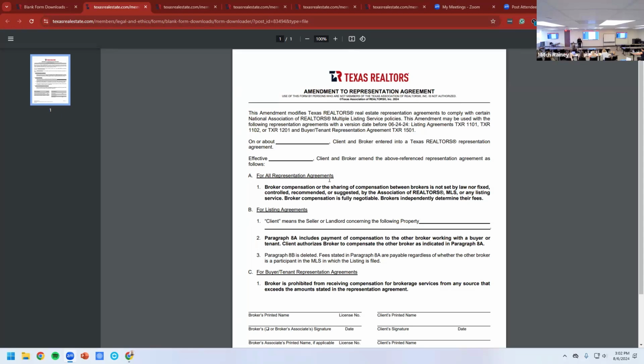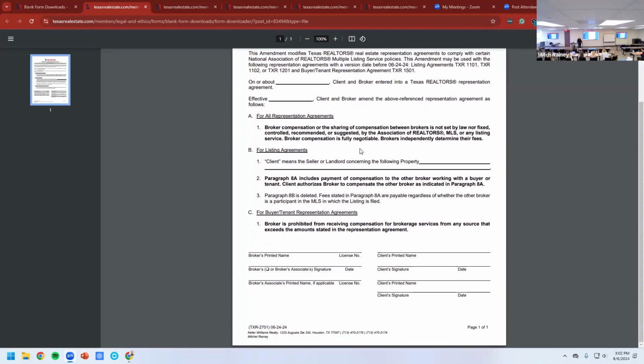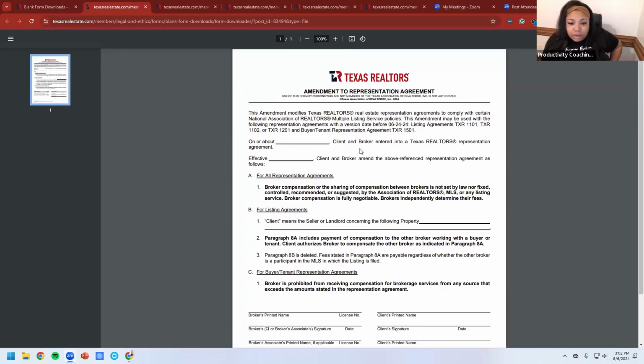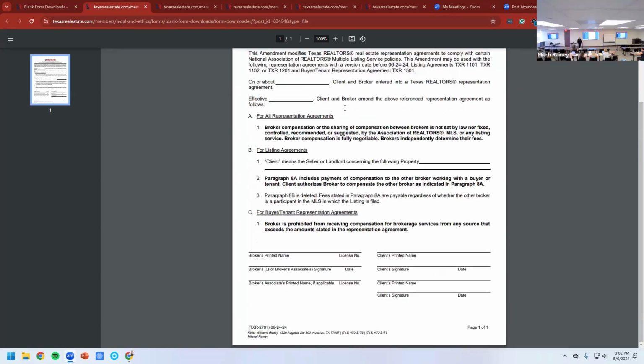This is the 2701. This is a brand new form. Right. Yeah, the other amendment, you can change any paragraph. This one here, it's just saying that things have changed based on the settlement. And by August 17th, we have to be in compliance. Bell's convinced me that we like this form. I think it's a little bit easier to use. 2701.